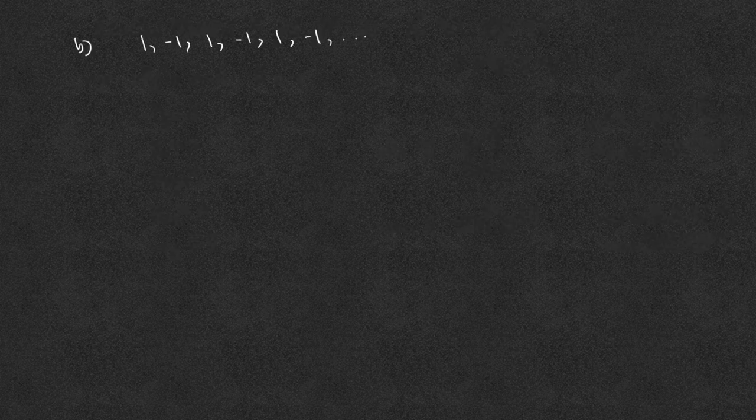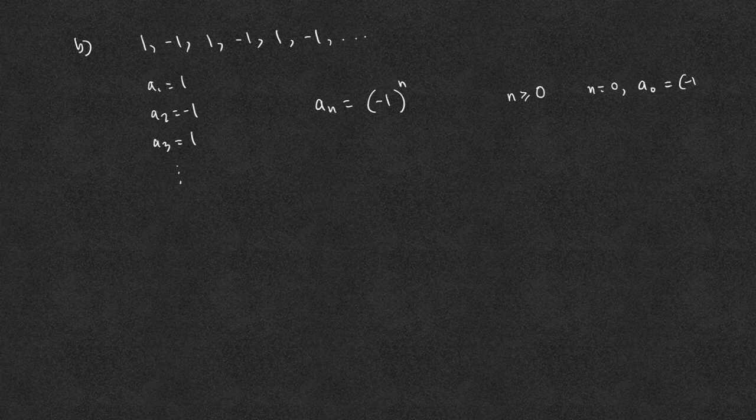The sequence 1, -1, 1, -1, 1, -1 is similar. A sub 1 is now +1, a sub 2 is -1, a sub 3 is +1, and so on. A sub n is therefore (-1) to the n, but this time we would need to start n with 0 instead of 1. Notice that when n equals 0, a sub 0 is (-1) to the 0 power, which is +1. A sub 1 is (-1) to the 1 power, which is -1. A sub 2 is (-1) squared, which is +1.